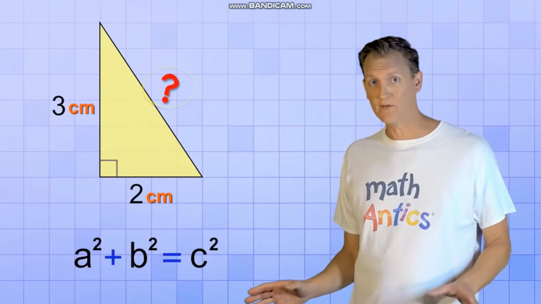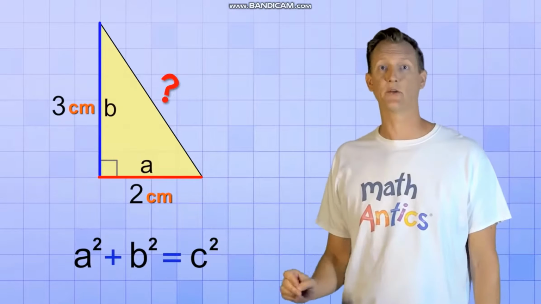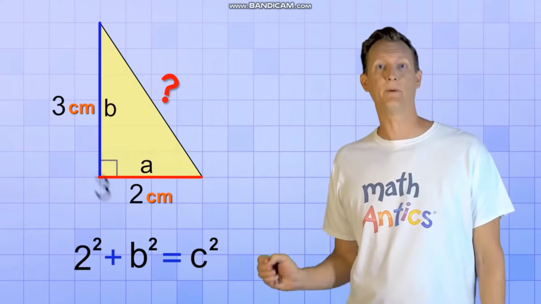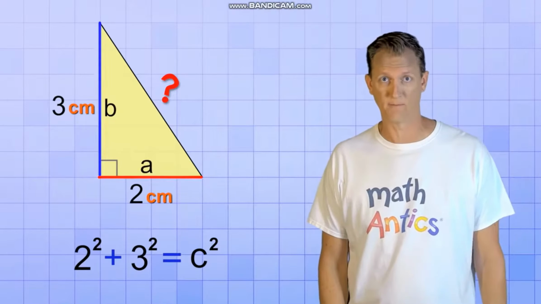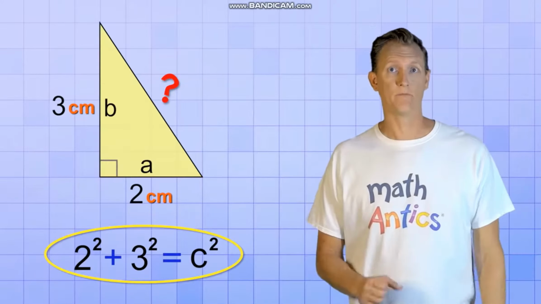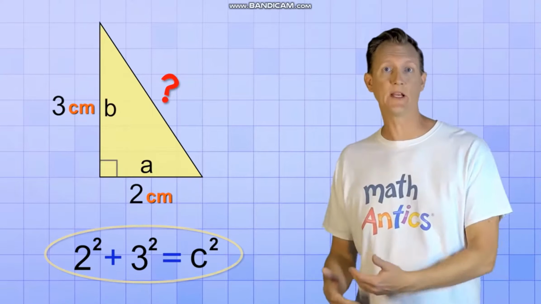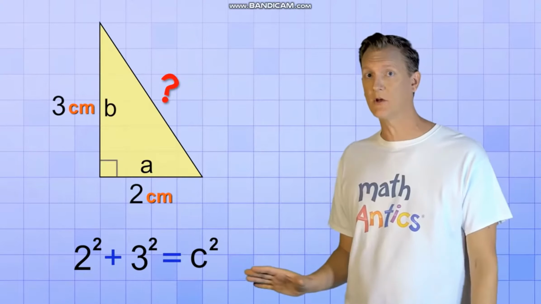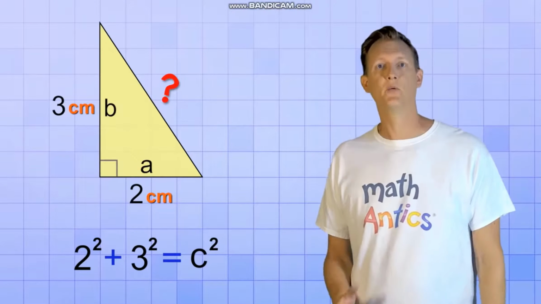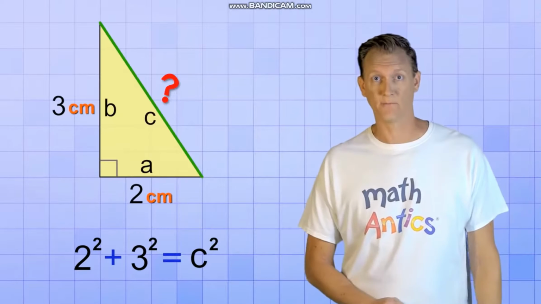Again, it doesn't matter which of the 2 legs is called a or b, so let's just label them like this and then substitute 2 for a and 3 for b in the Pythagorean theorem equation. That gives us an algebraic equation that has just one unknown, c. If we solve this equation for c, in other words, if we rearrange the equation so that c is all by itself on one side of the equal sign, then we'll know exactly what c is. We'll know the length of that side of the triangle.